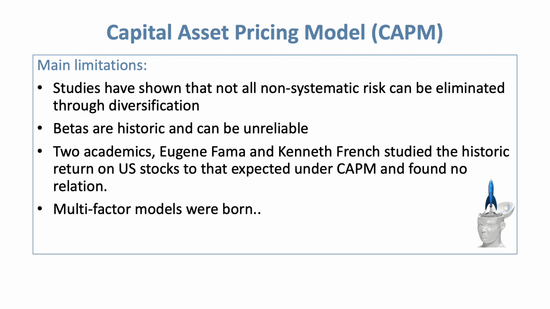So the biggest problem with CAPM is considered that not all non-systematic risk can be removed from diversification. Of course, correlations of investments are constantly changing. Betas are historic and unreliable, and also it's very, very heavily weighted on that beta. The beta, which adjusts the market return, if that's slightly wrong, then we're going to get a slightly different and slightly incorrect prediction of the returns we're going to get.